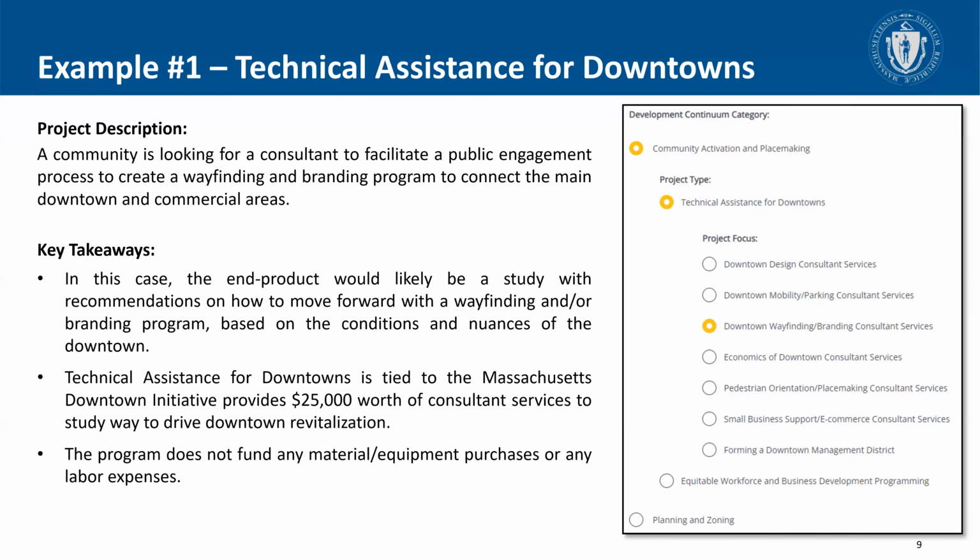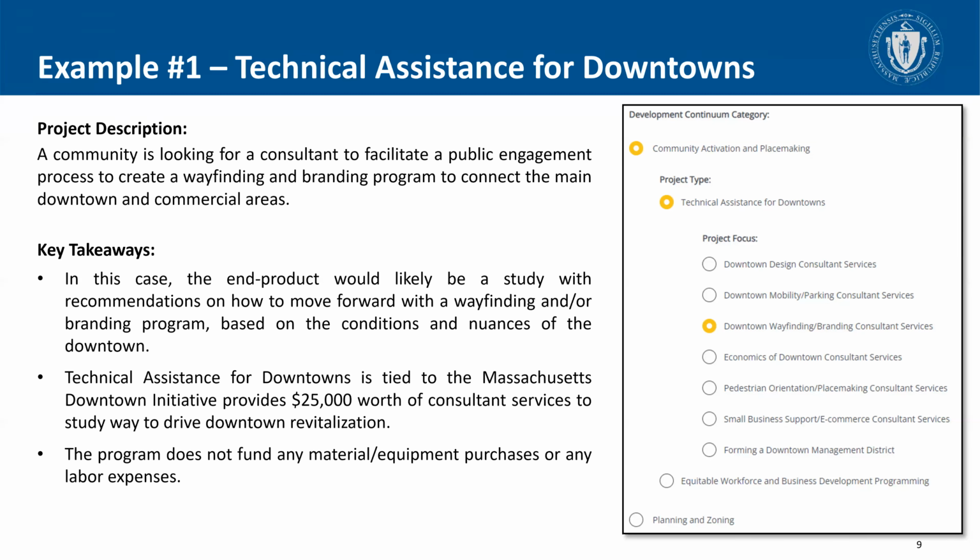So now we'll dive into the project examples. We have 10 different scenarios with different types of projects to show how the applicant would answer question 2.4. So here in the first example, we have a municipality that wants to conduct a public engagement process to create a wayfinding and branding program in its downtown. In this case, the end product would likely be a study with recommendations on how to best move forward with the project based on the conditions and nuances of the downtown and the community.